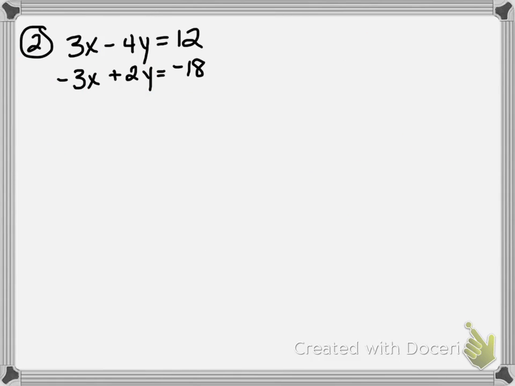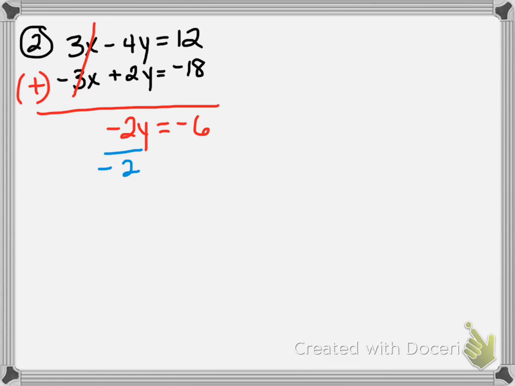Alright, in our second example, we're going to go ahead and add those two. And again, we're adding because one of the variables will get eliminated. In this case, it's the x variable. So then we'd have negative 4y plus 2y, which gives us negative 2y, equals 12 plus negative 18, which gives us negative 6. So we're going to solve that equation by dividing by negative 2. We end up with y is equal to 3.